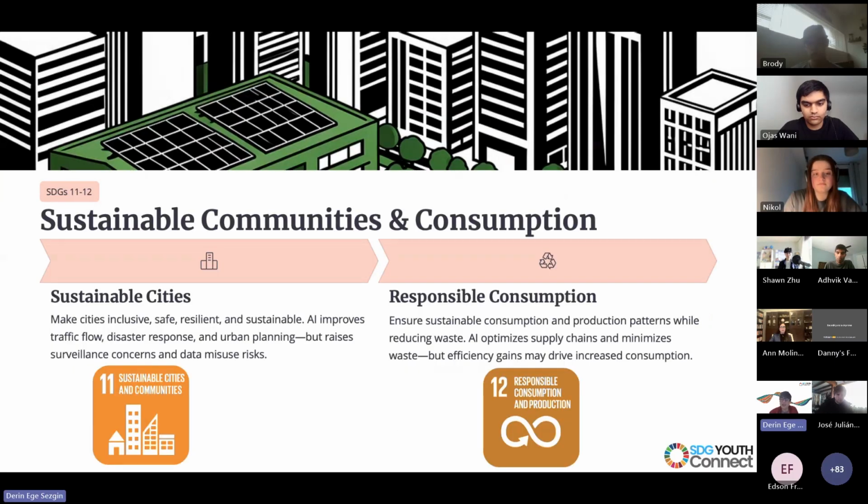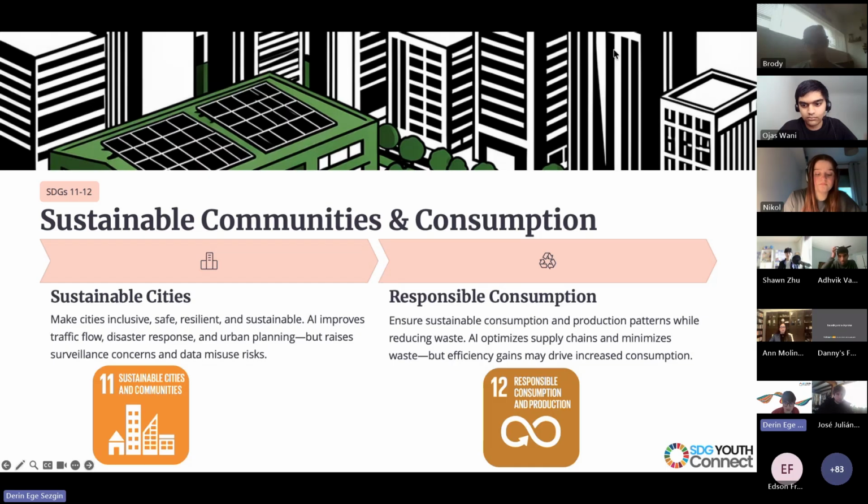SDGs 11 and 12. So SDGs 11 and 12 are sustainable communities and consumption. Sustainable cities and communities, which is SDG 11, aims to make cities inclusive, safe, resilient, and sustainable. This includes AI improving transportation, traffic flow, disaster response, and urban planning, but raises surveillance concerns and data misuse risks.